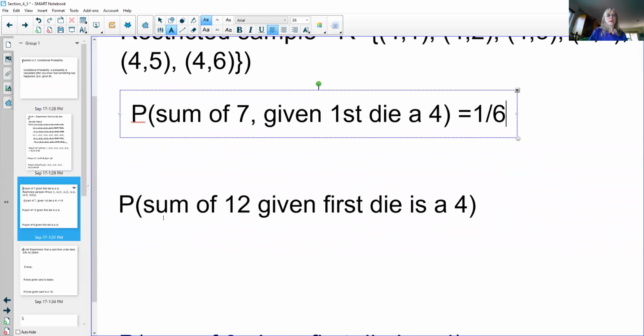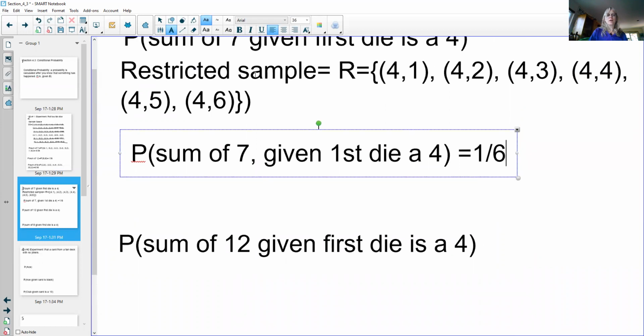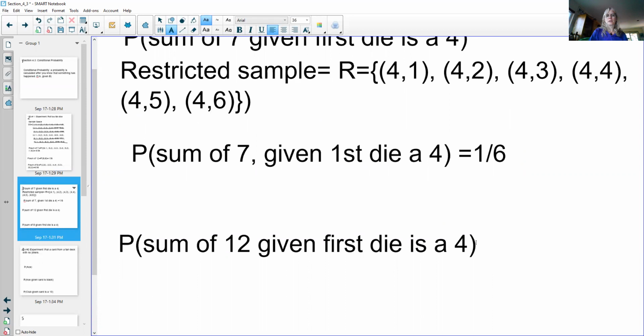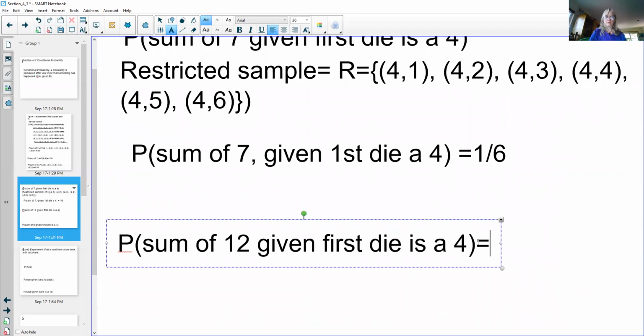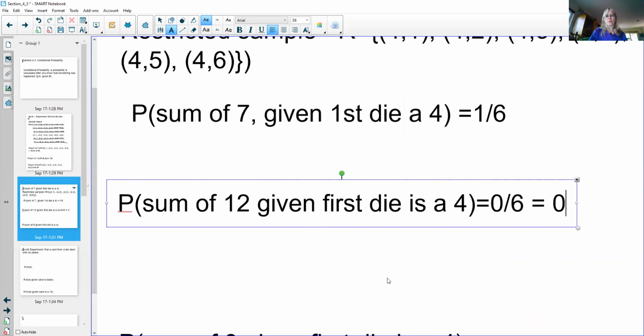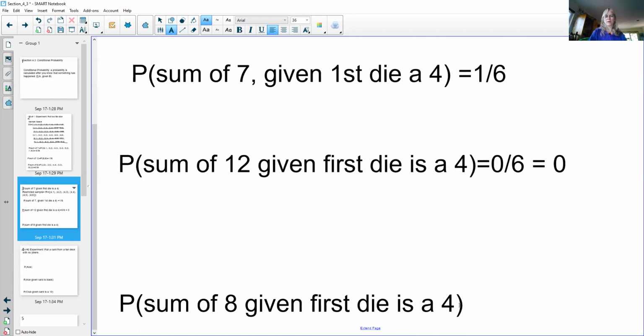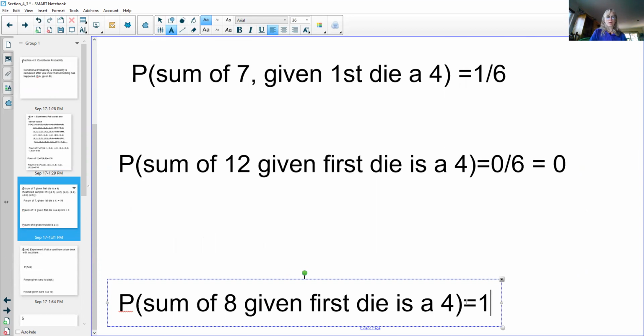Let's do the same thing for the sum of 12, given the first die is a 4. Since I'm given the same information, I don't need to create a new restricted sample space. I can still use this sample space. Out of this sample space, how many ways can I get a sum of 12? Well, none. So this would be 0 out of 6, or 0. If I want to do the probability of the sum of 8, given the first die is a 4, again, coming back up here, how do I get a sum of 8? Well, there's one way, the 4,4, out of this restricted sample space. So this is going to equal 1 out of 6.